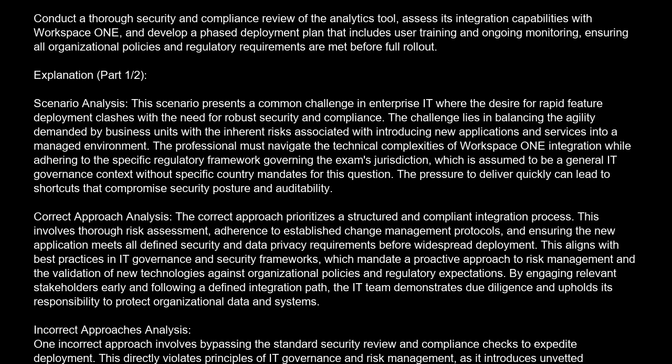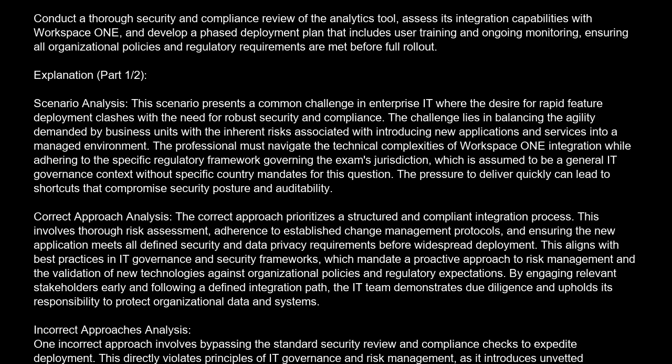Correct approach analysis. The correct approach prioritizes a structured and compliant integration process. This involves thorough risk assessment, adherence to established change management protocols, and ensuring the new application meets all defined security and data privacy requirements before widespread deployment. This aligns with best practices in IT governance and security frameworks, which mandate a proactive approach to risk management and the validation of new technologies against organizational policies and regulatory expectations.